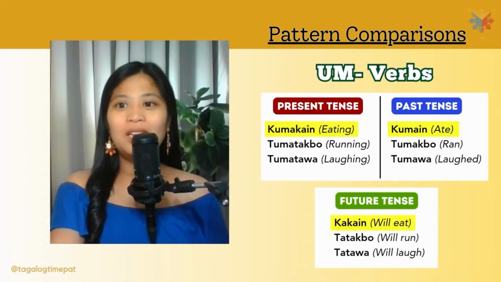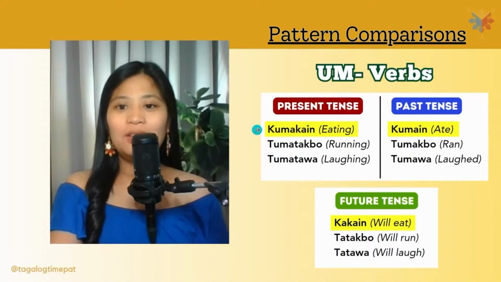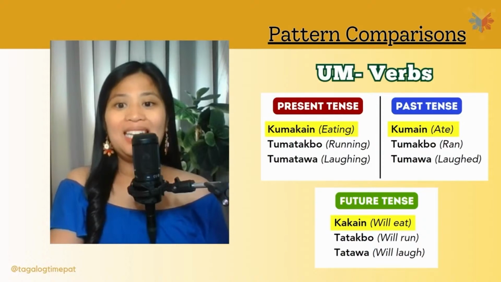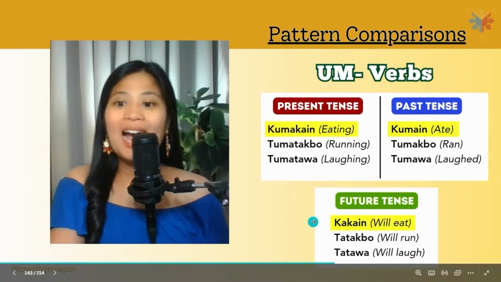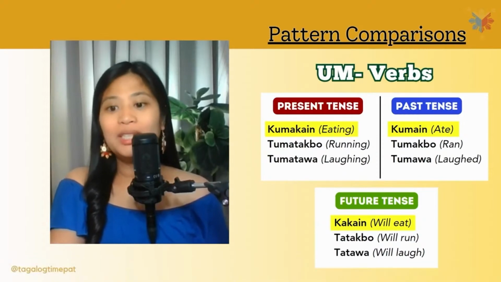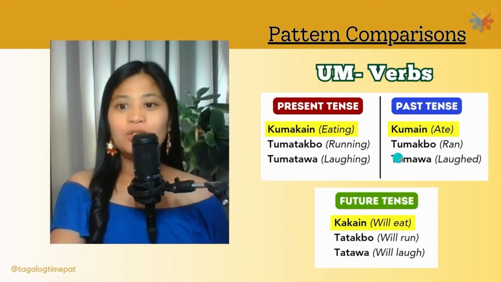So let's go ahead and compare all of the conjugation patterns for um verbs. We'll just take a look at the verb kain here, highlighted in yellow. In the present tense to eat, it's kumakain. Kumakain ako. I am eating. Kumakain. In the past tense, it's kumain. Kumain ako. I ate. And then in the future tense, it's kakain. Kakain ako. I will eat. So very interesting. All of the conjugation patterns are different for um verbs here.